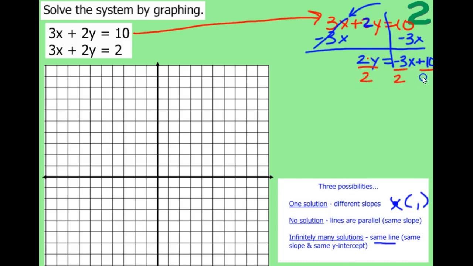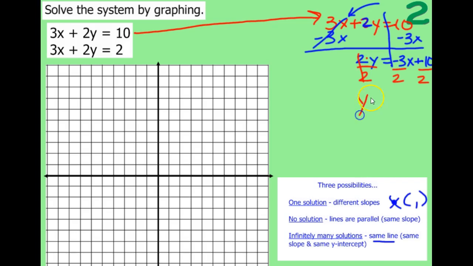So that makes 1y, or just y. Negative 3 over 2 is not going to make a nice number, so leave it as a fraction. So that was y equals negative 3 over 2x plus 10 divided by 2, which is 5.